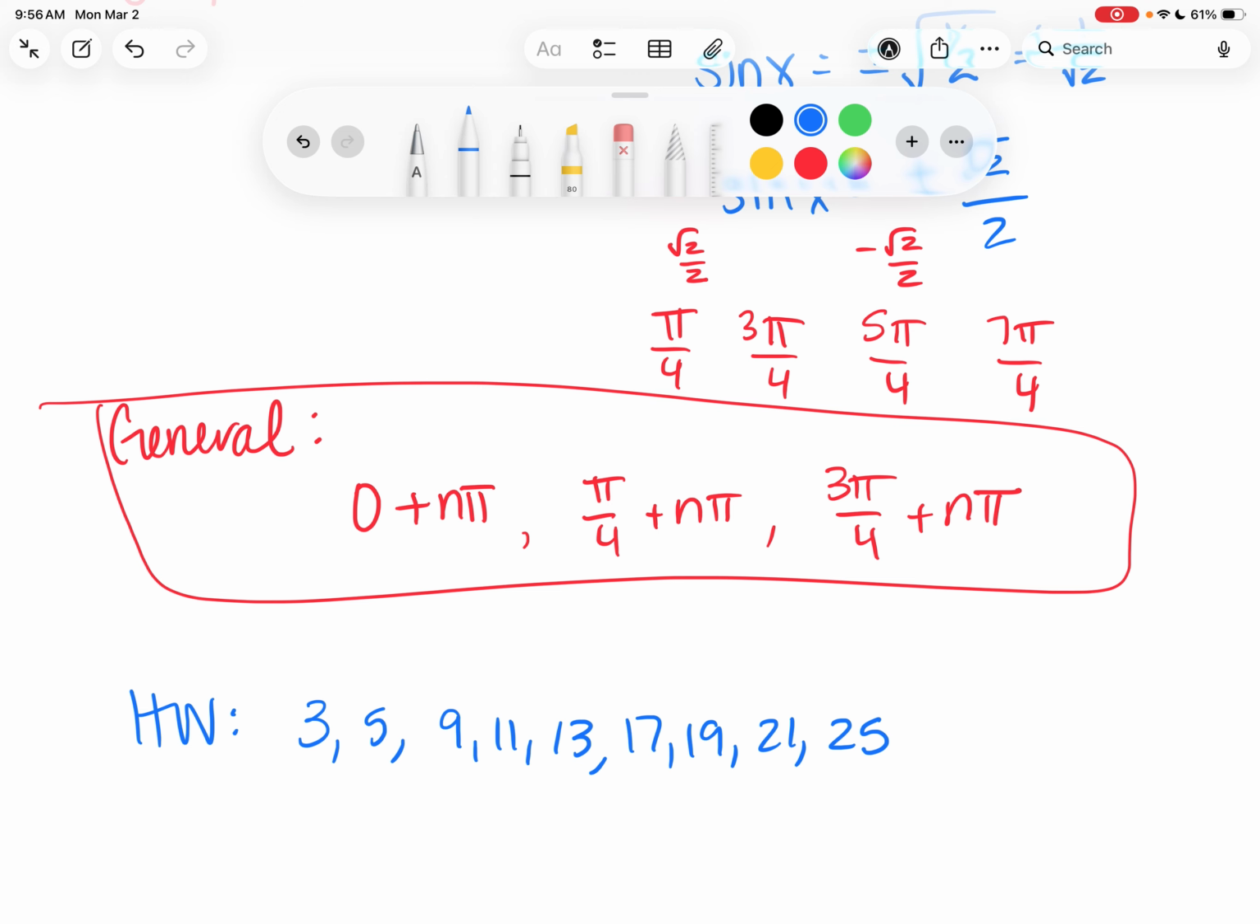And Addie, just remember, 4 pi over 4 doesn't equal pi over 4. It equals pi.